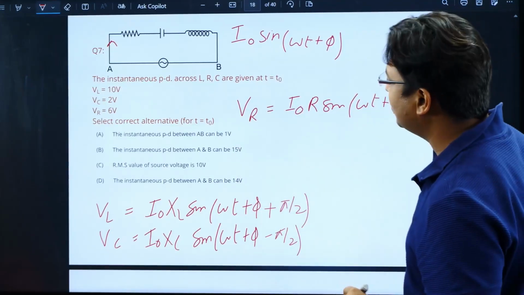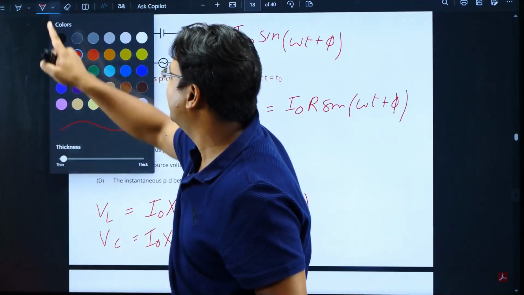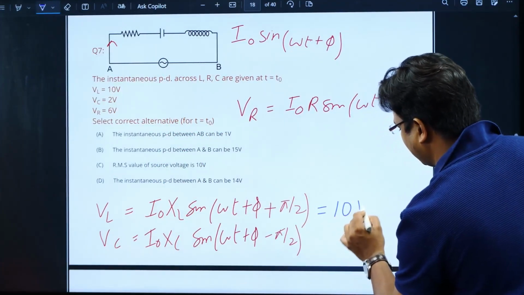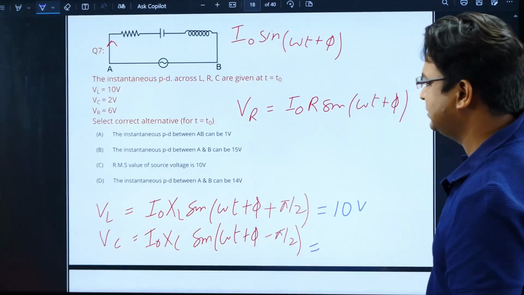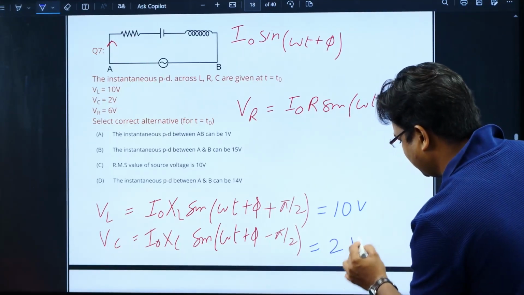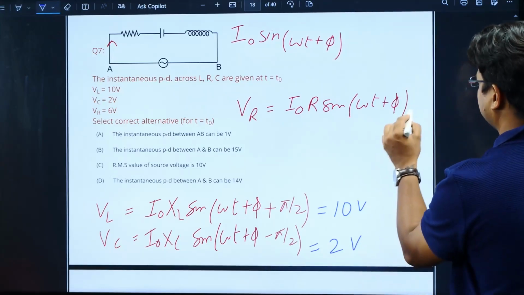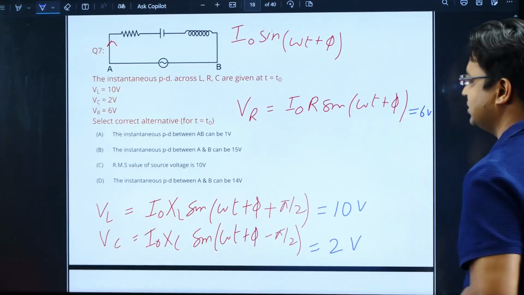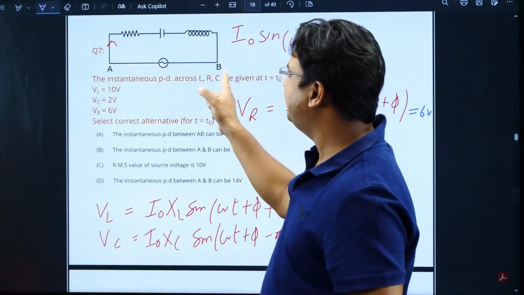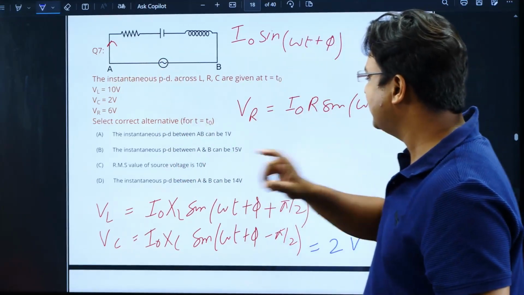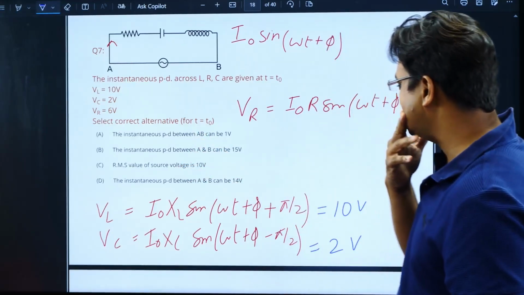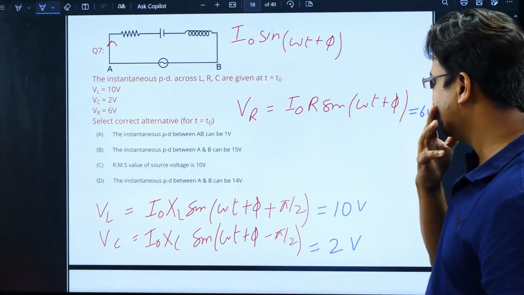So we have been told that VL is 10 volt. Okay, so this value is 10 volt. This value is 2 volt. And this value is 6 volt. So this is the scenario. Now the instantaneous potential difference between A and B. We are trying to write the instantaneous potential difference between A and B. It can be 16.